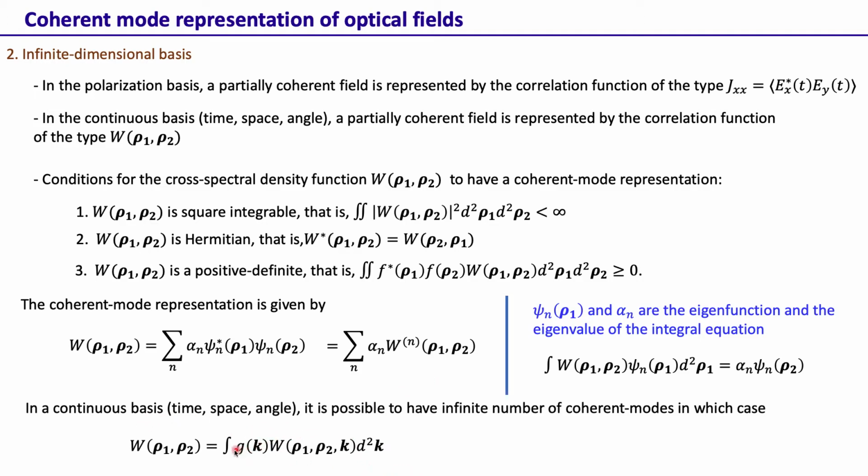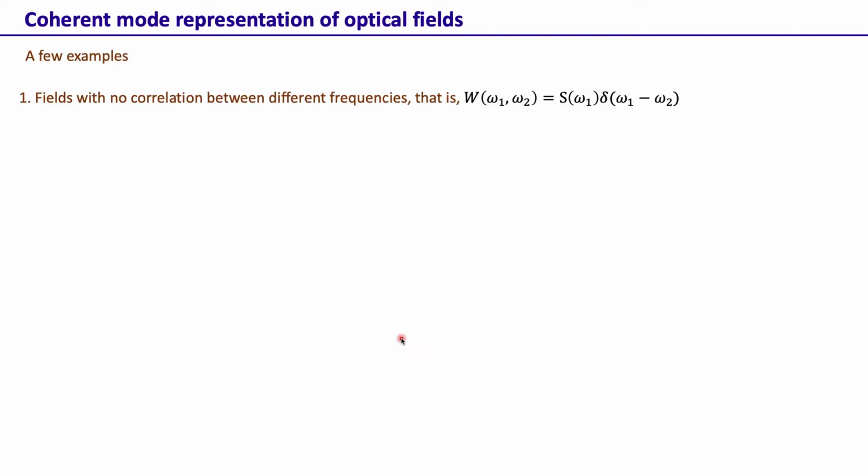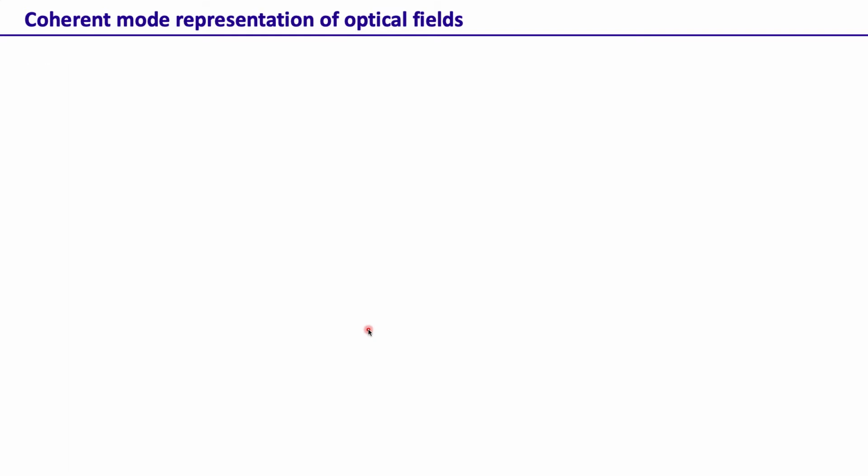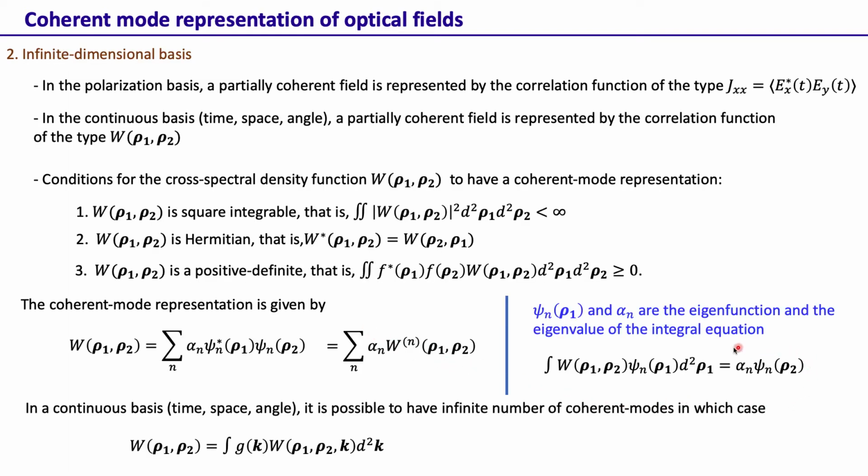It's not necessary that in the continuous basis we always have to have an infinite number of modes. Even for the continuous basis, we can have a finite number of modes. Okay, so now let's look at some examples. Let me just comment that in general it is quite difficult to solve this equation for an arbitrary field in order to get the coherent modes.